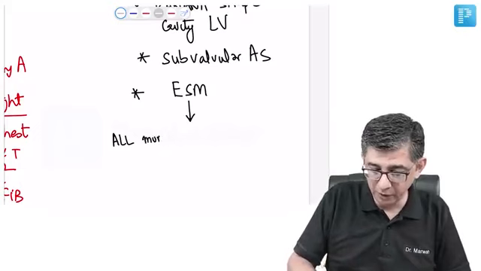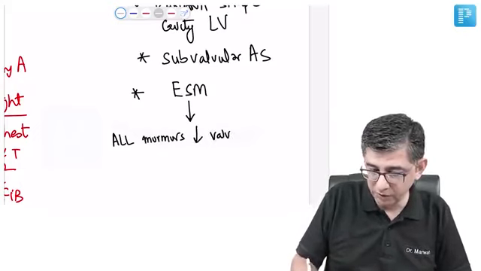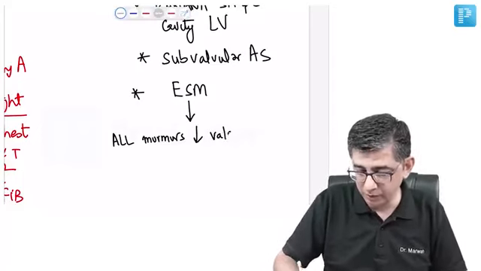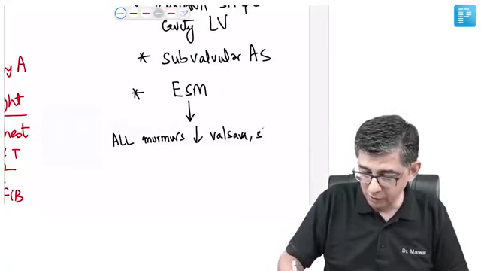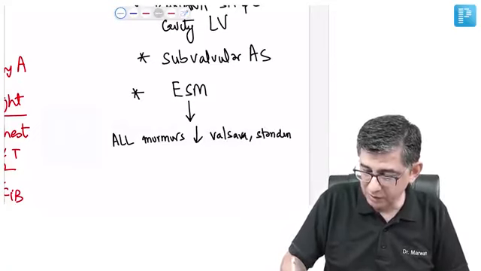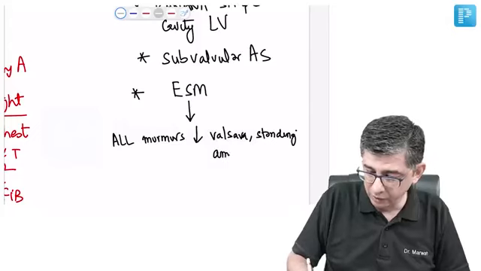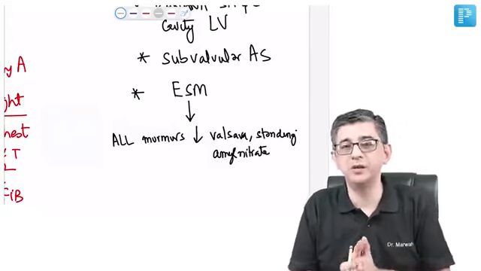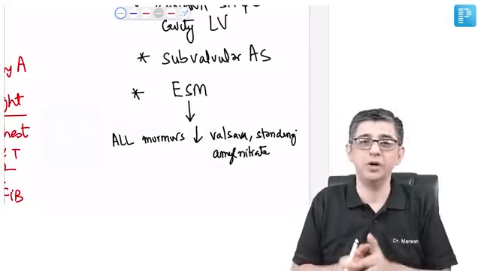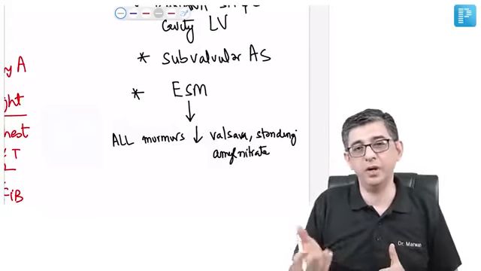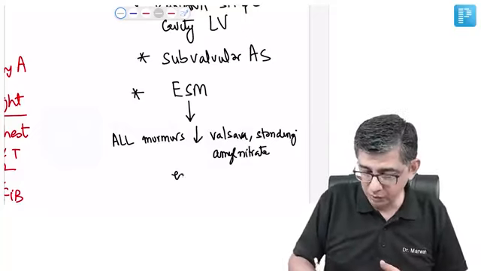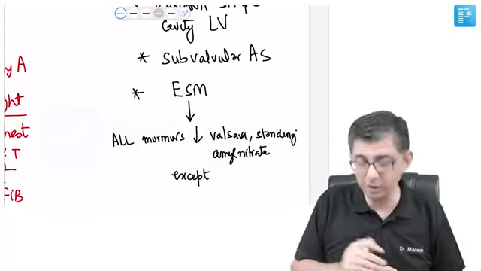The statement of mine is that all murmurs tend to decrease with Valsalva and with standing and with amyl nitrate, and the logic behind that is that with respect to all of them, there would be a decrease in the venous return of the heart. And because of the decrease in the venous return of the heart, if the blood coming into the heart would be lesser, the output would also be lesser. But there is an exception to the rule, and the exception is what is to be understood.